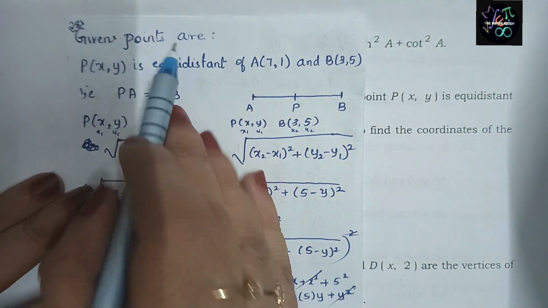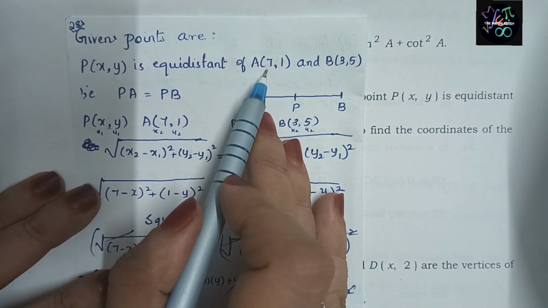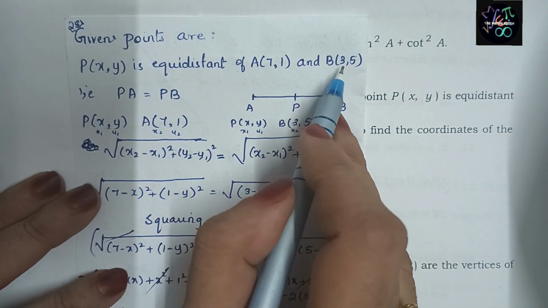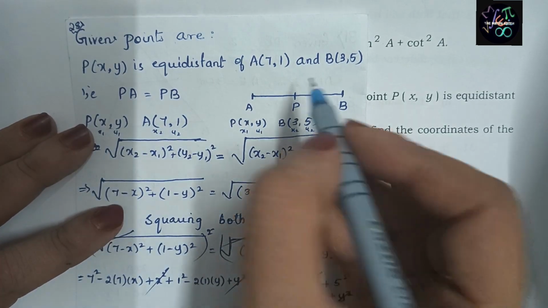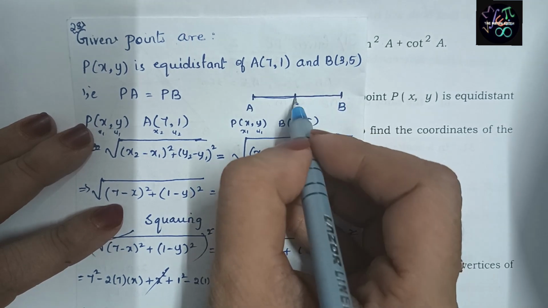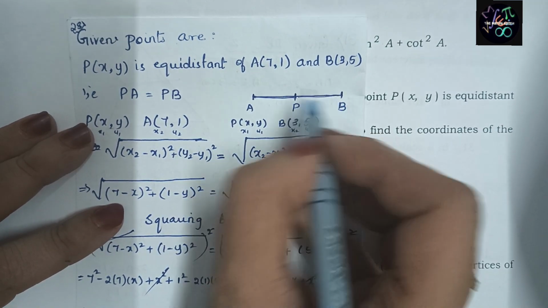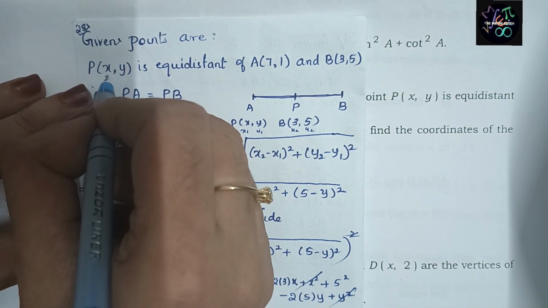Given points are P(x, y), equidistant from A(7, 1) and B(3, 5). Equidistant means P is equidistant to A and B. That means PA is equal to PB. They are equal as per the given question. PA equals PB. Now P value is x and y.